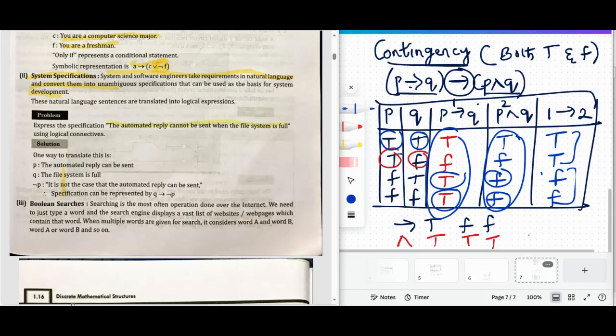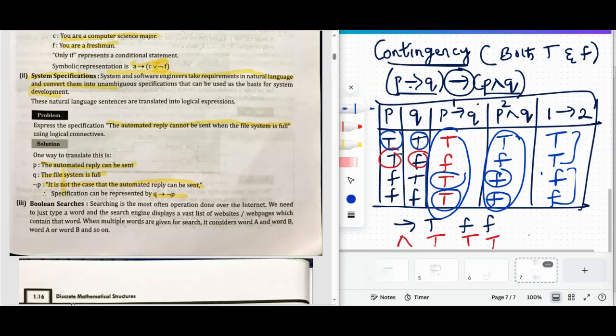So the example they have given here is: the automated reply cannot be sent when the file system is full. So P will be the automated reply can be sent, and Q will be the file system is full. So negation P will be: it is not the case that the automated reply can be sent. So we can write this as Q implies negation P.